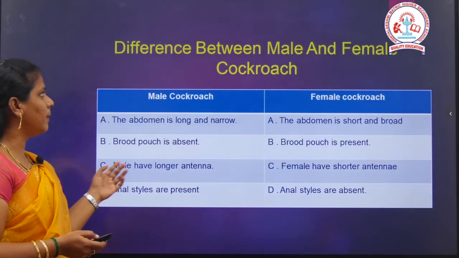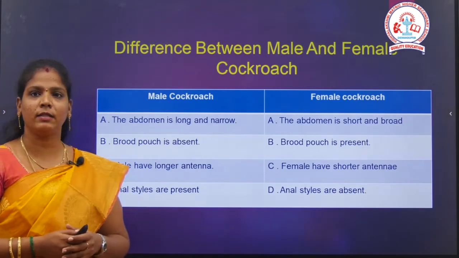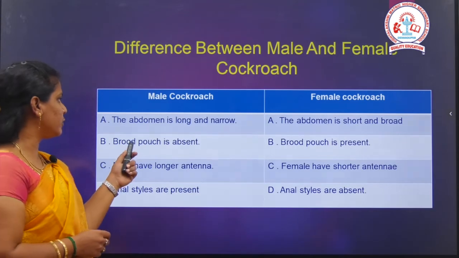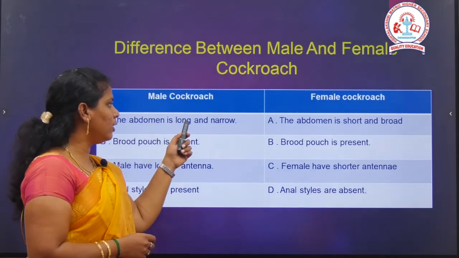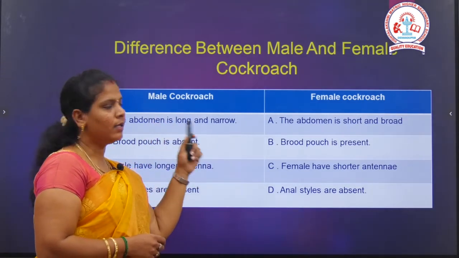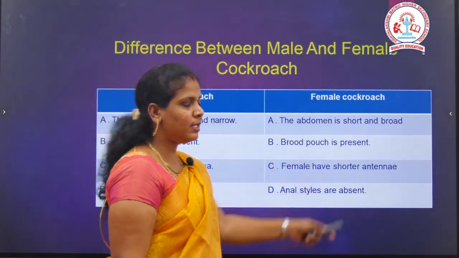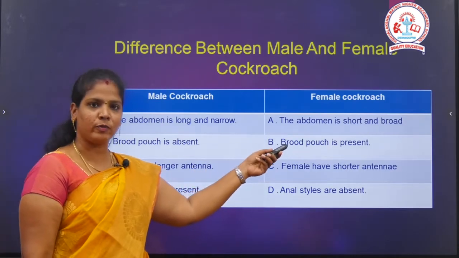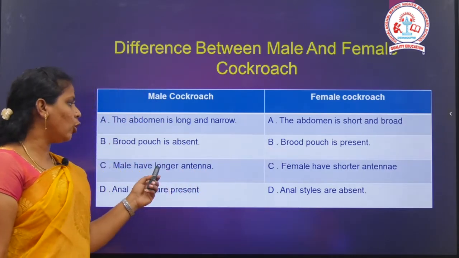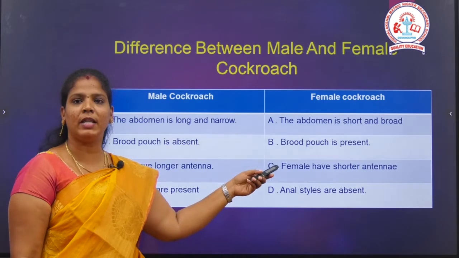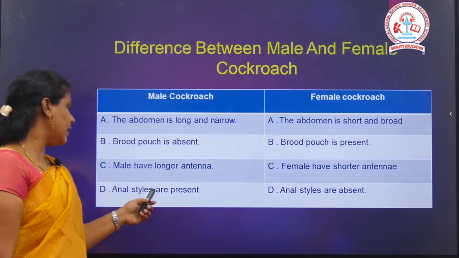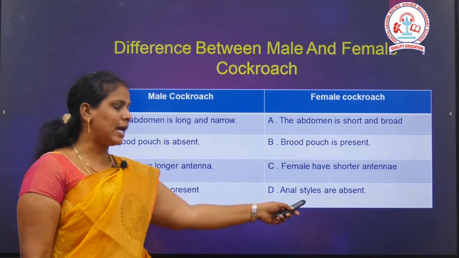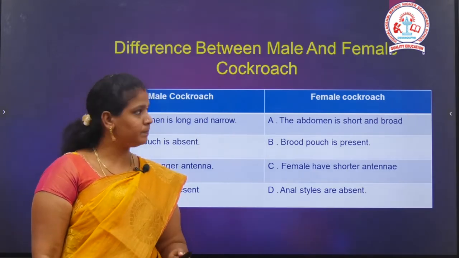Let us discuss the difference between male and female cockroaches. It is an important question. The abdomen is long and narrow in the male, but short and broad in the female. The brood pouch is absent in the male, while in the female the brood pouch is present. Males have longer antennae, while females have shorter antennae. The anal style is present in the male alone and is absent in the female.